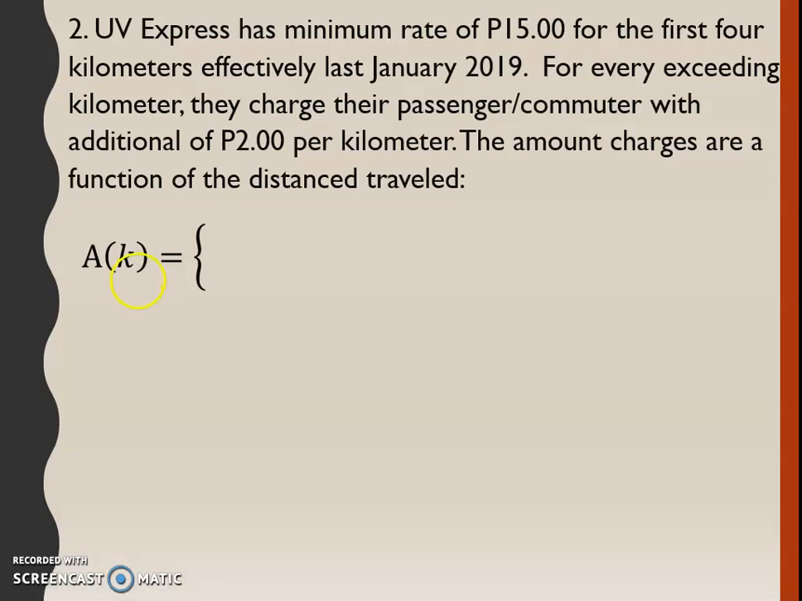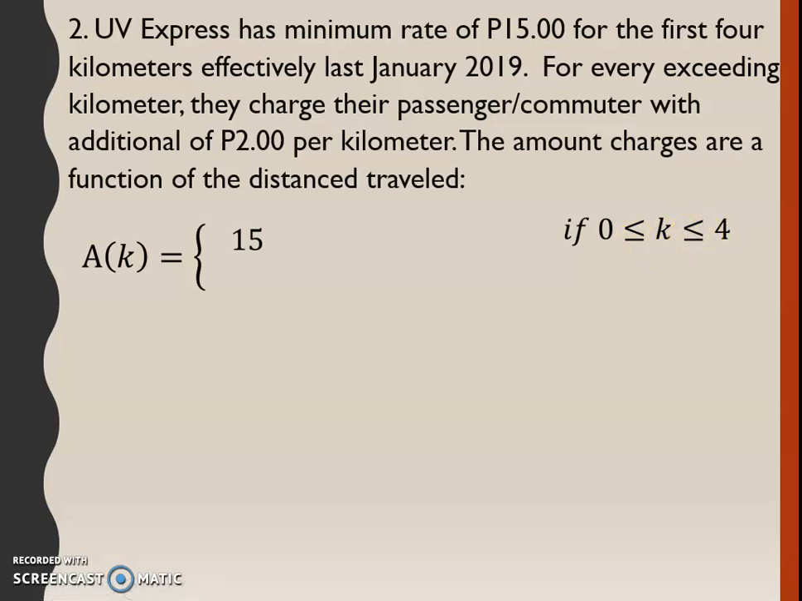So remember, what is the first condition that was set? For the first 4 kilometers, how much will the UV Express driver charge? 15 pesos. And what will be the condition set for the first 4 kilometers? So K is greater than 0 but less than 4. How about for the second one?